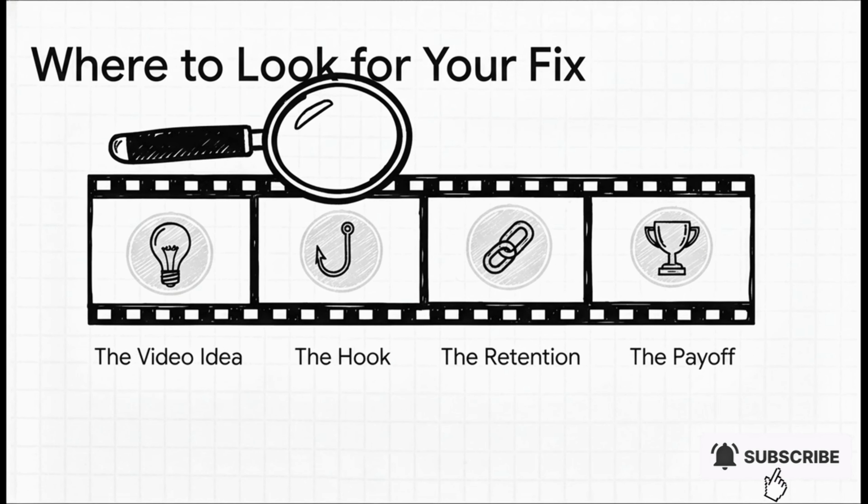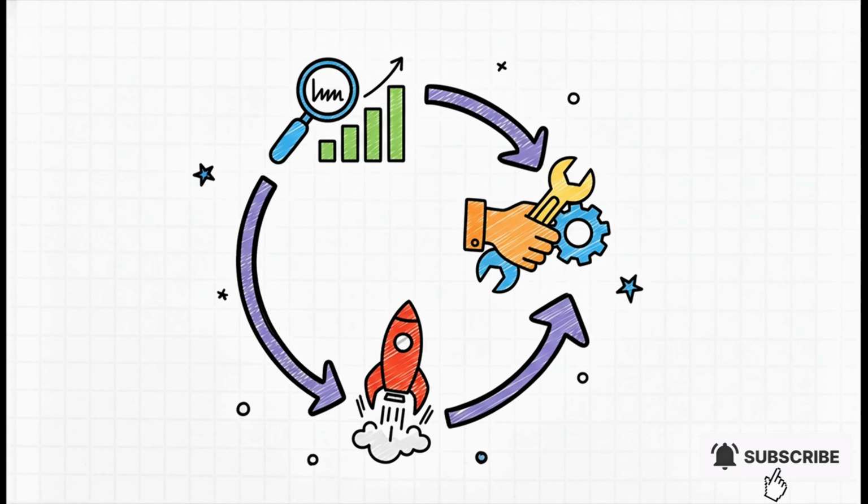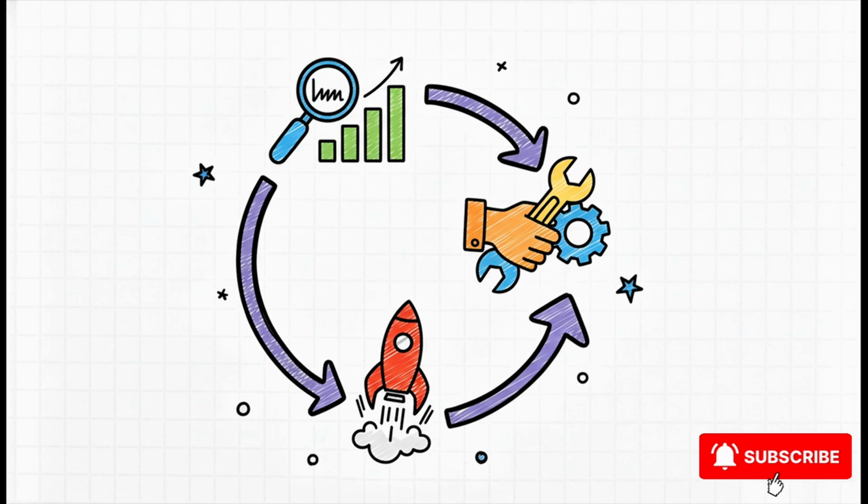So where do you even start looking for that tiny fix? You go right back to the fundamentals of packaging. Ask yourself, is the core video idea itself strong enough? Could my hook be just a little bit faster, a little more intriguing? Is there a weak spot in the middle that's losing viewers? And is the payoff as powerful as it could possibly be? See, this is the strategist at work. It's all about studying what's working in your niche, diving deep into your own analytics to see exactly where people are dropping off, and then making small, informed changes based on that data. It becomes a cycle. You tweak, you test, and you analyze.